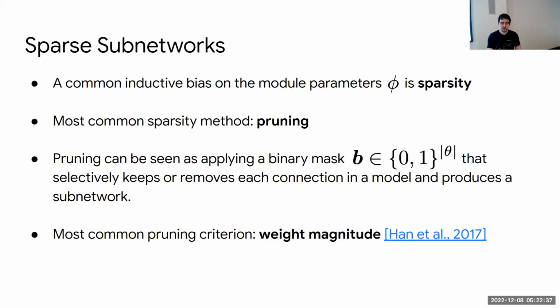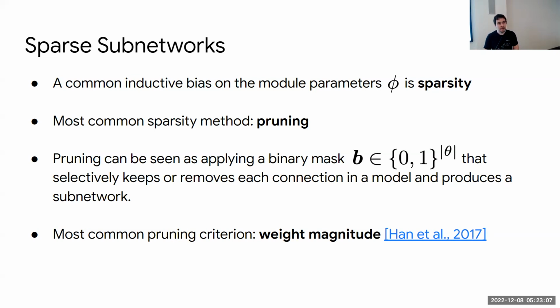So with regards to sparse networks, I think this is something that probably all of you are aware of or have heard of already. In general, the main motivation here is that it can be a useful inductive bias to enforce these modular parameters to be sparse, so to only modify a certain sparse subset of all of the parameters of the model that are most important.